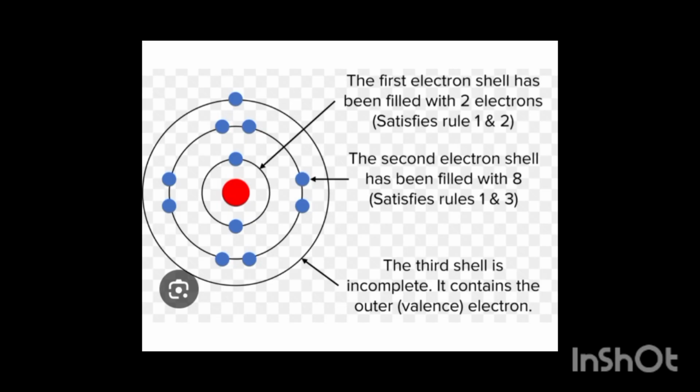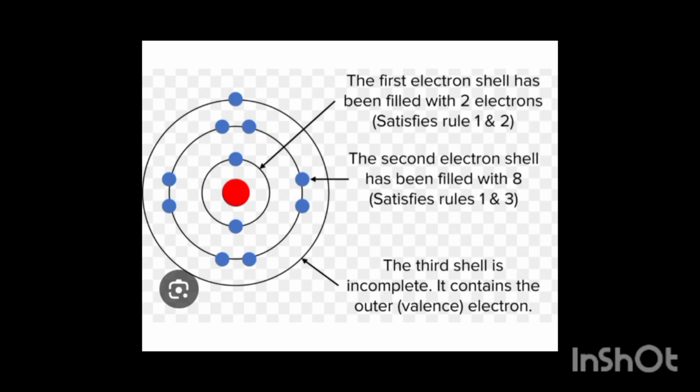1 or 2 electrons can only come in the first shell, which is the K shell. The second electron shell has been filled with 8, satisfying rules 1 and 3. If it satisfies 8, that means it is obeying the rule. For 2, it's obeying the duplet rule, and for 8, it's obeying the octet rule. From "oct" you can tell that it's 8.